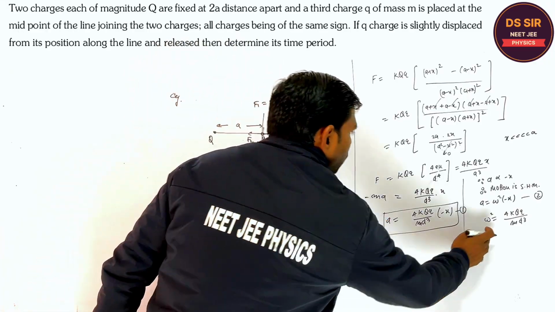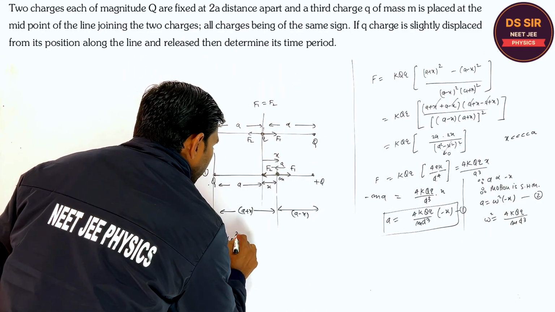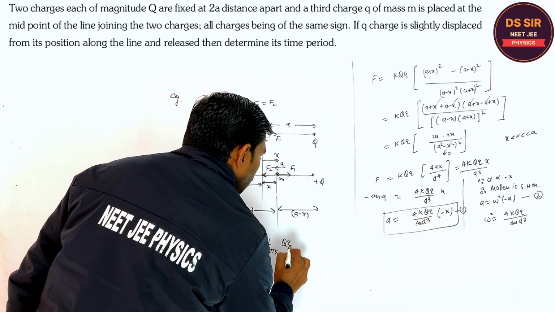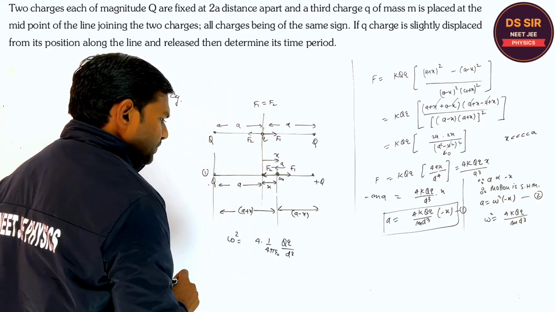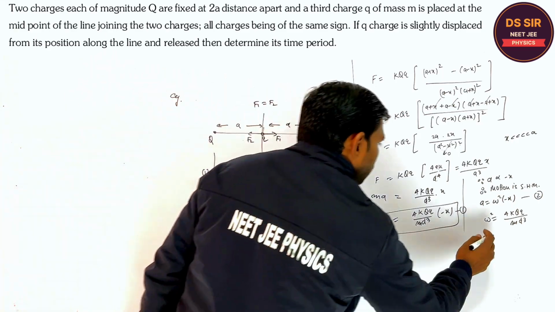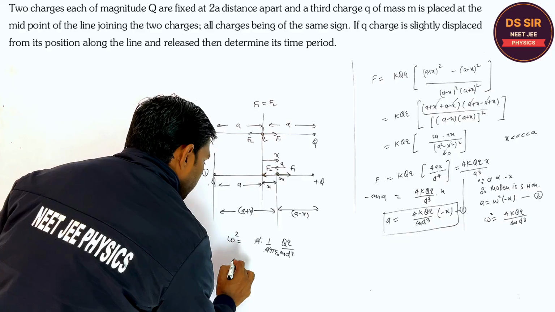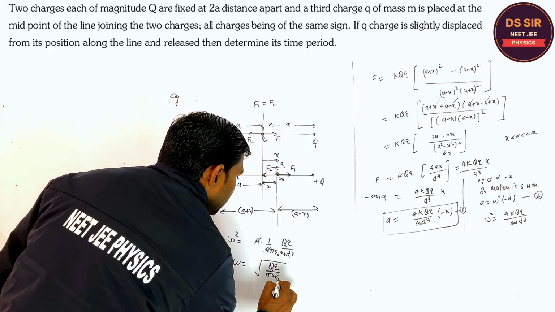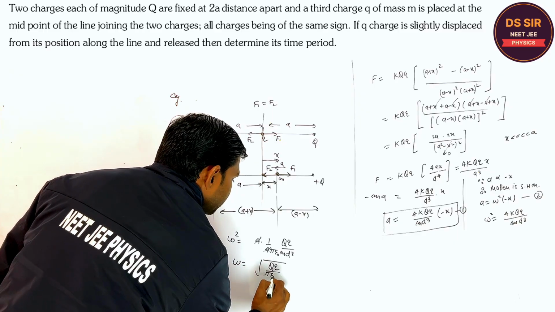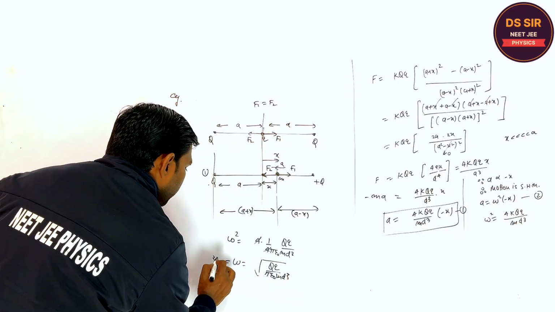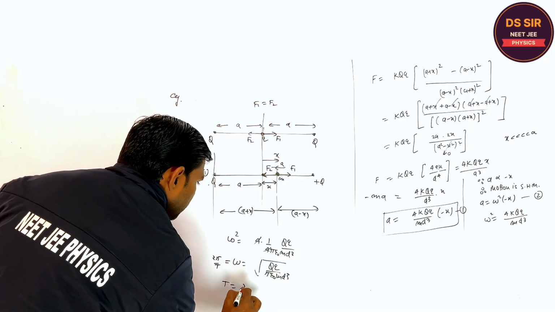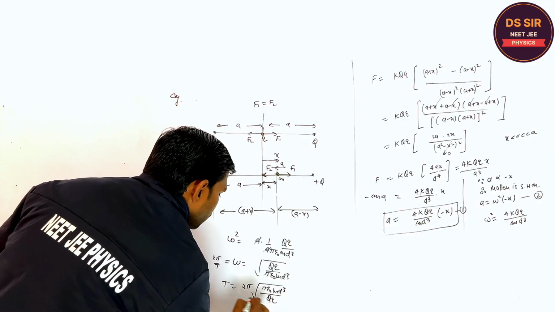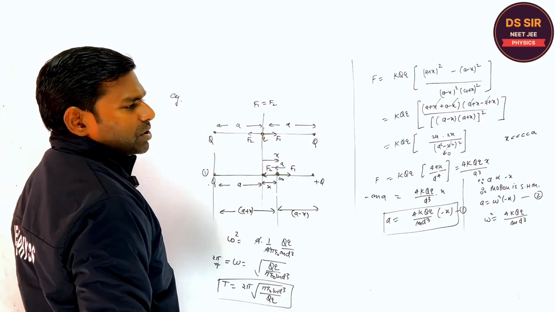The omega square value, I am writing this side. Omega square is equal to 4 into 1 upon 4 pi epsilon naught, qq upon m d cube, right? 4 will cancel out. The m is also left. Omega is equal to square root of Qq upon pi epsilon naught m d cube, which is equal to 2 pi by T. So what is the T? T is equal to 2 pi root pi epsilon naught m d cube upon capital Q into q. So this is the time period of oscillation, right?